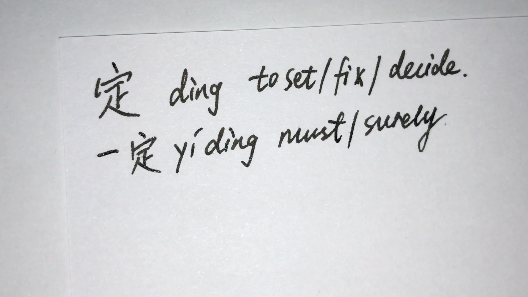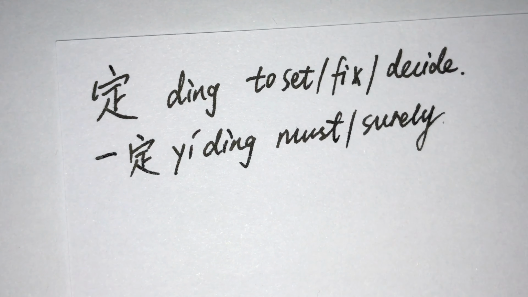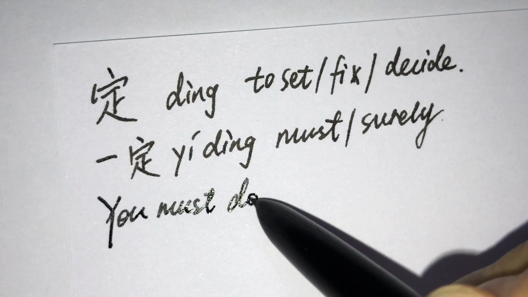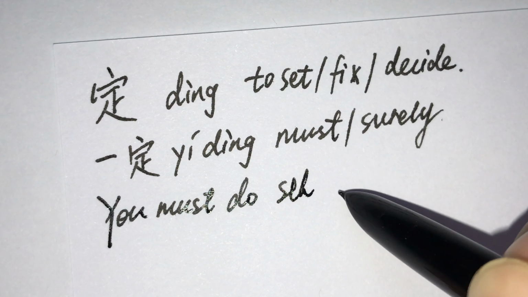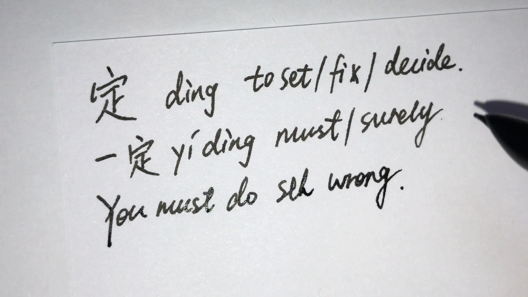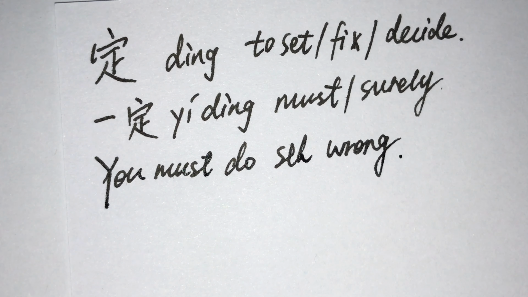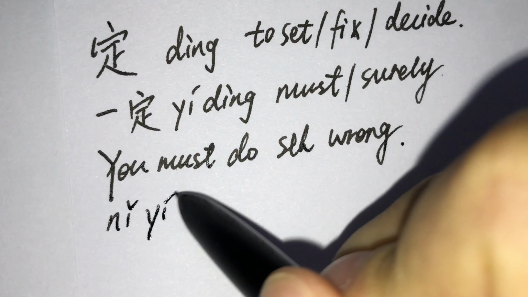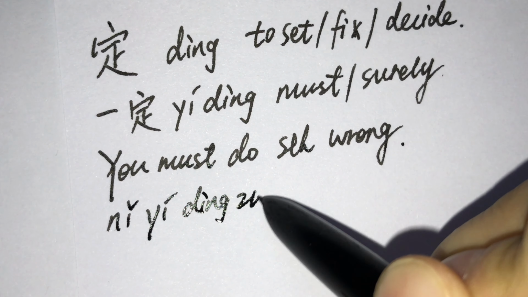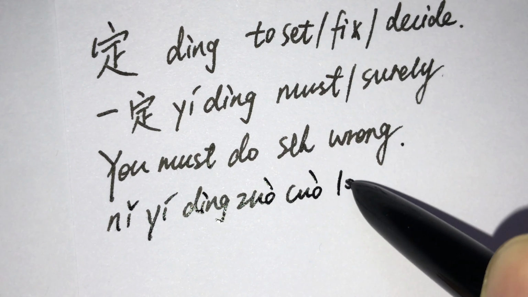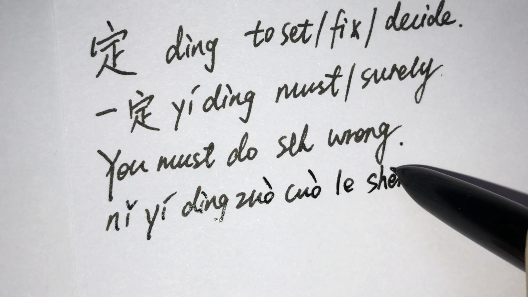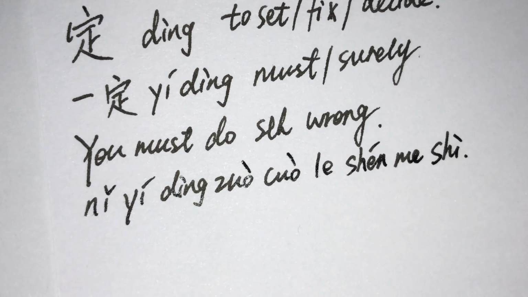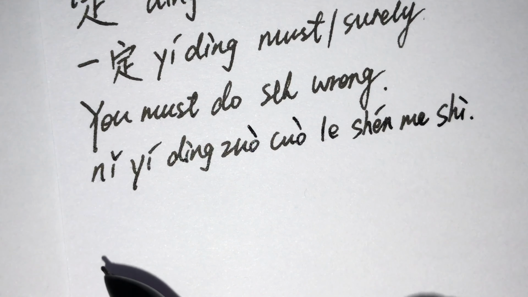Now check this sentence. You must do something wrong. 你一定做错了什么事。You must do something wrong.